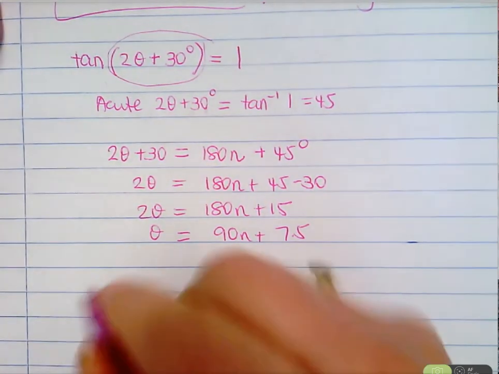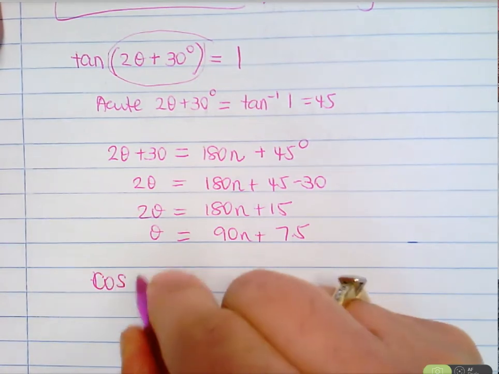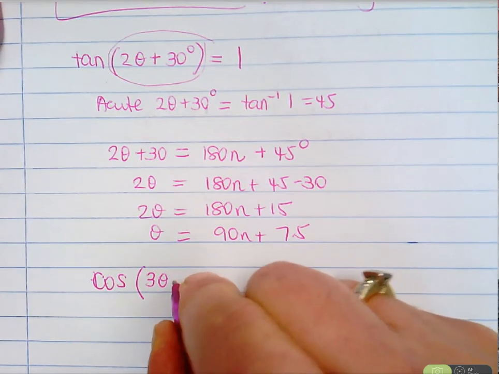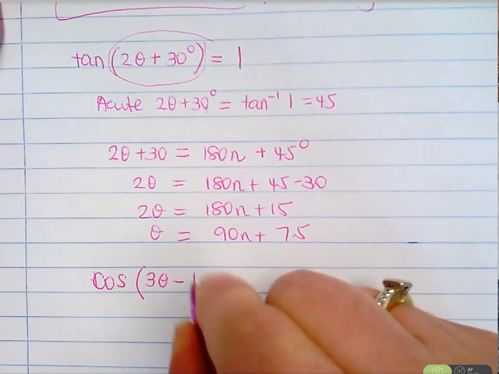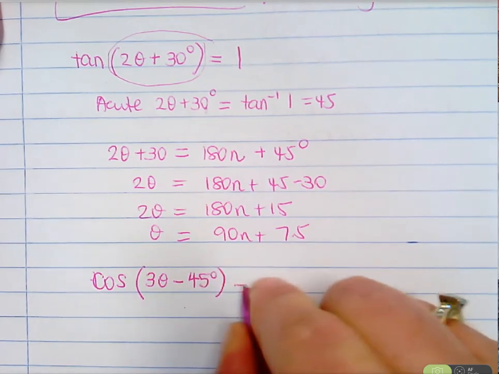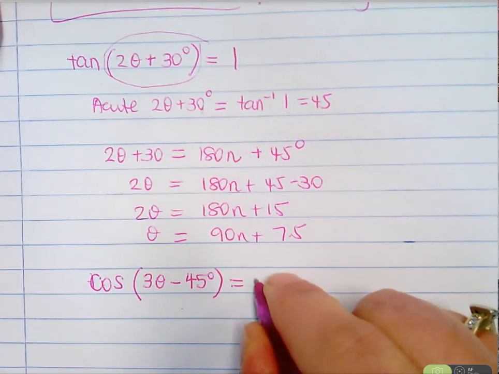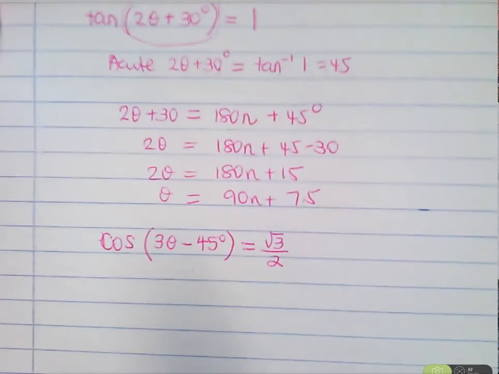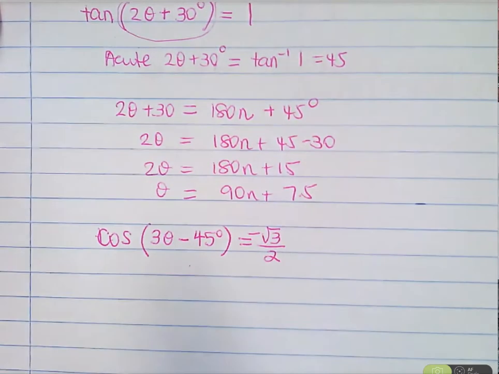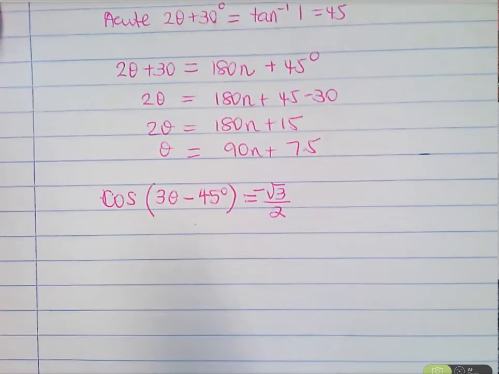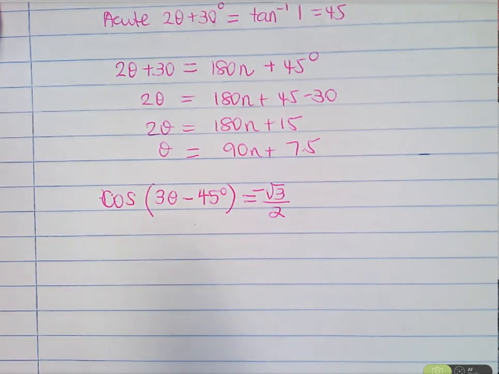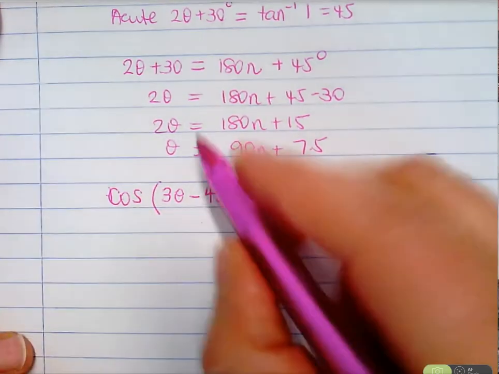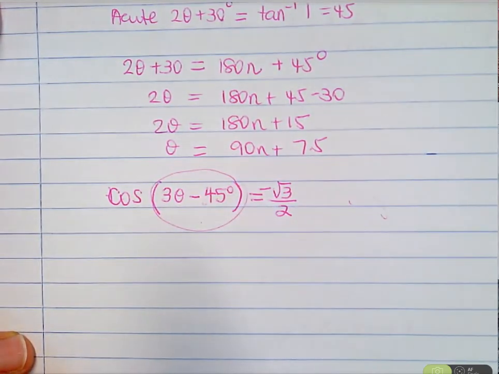Let's do cos of 3 theta minus 45 equals negative root 3 on 2. Would they ever give us a question like 3 theta minus 7.5? It doesn't matter what I put here, because I'm just going to add it to the other side later. At the moment, just treat this as one thing. Don't let it frighten you.